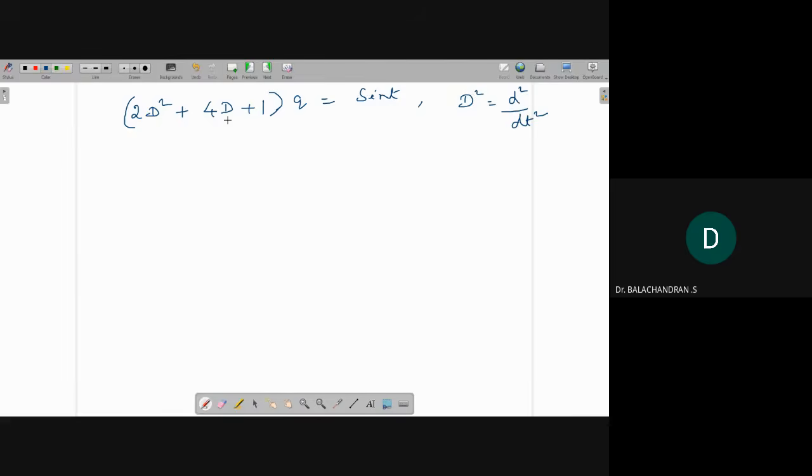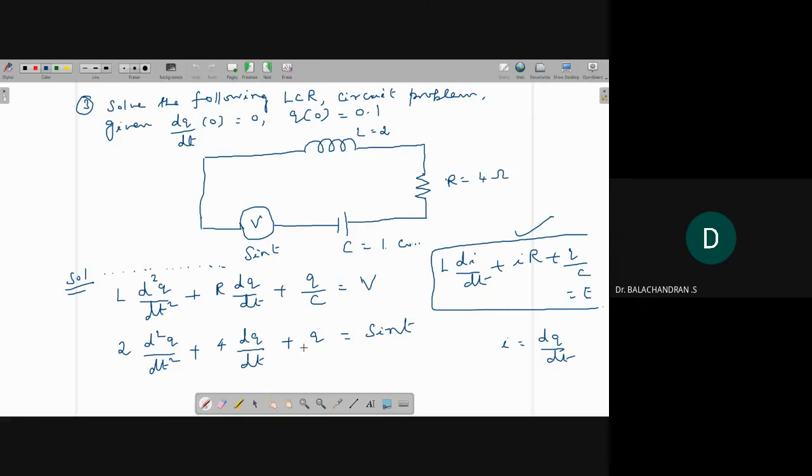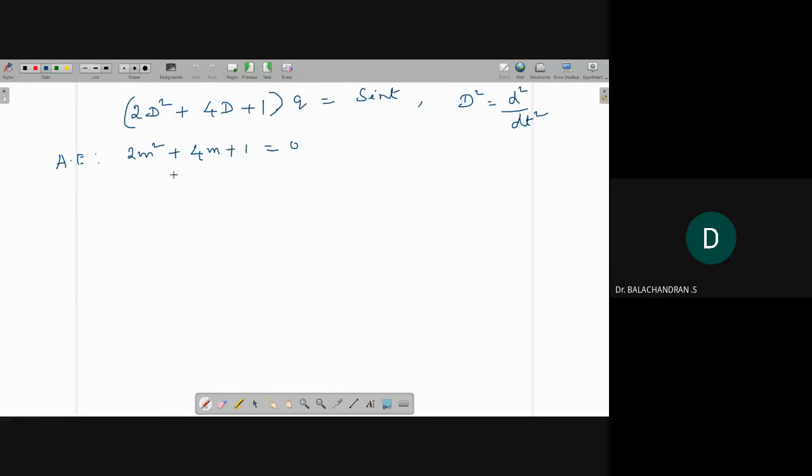Okay, now write the auxiliary equation. So the auxiliary equation is 2m square plus 4m plus 1 equal to 0. Okay, so I don't divide by 2. The reason is if I divide by 2, here we have 1 by 2. That's why I just keep it as it is.